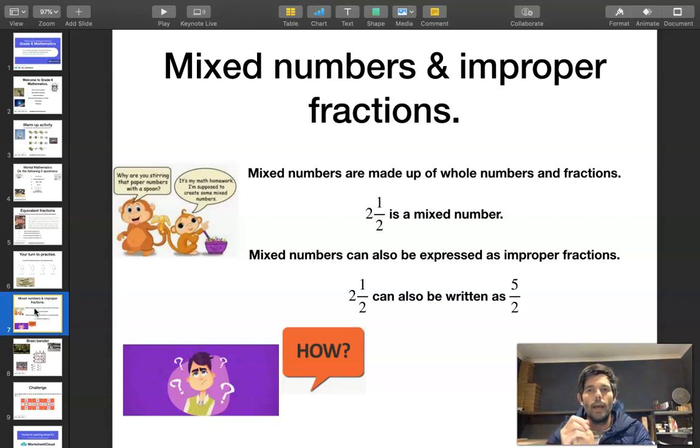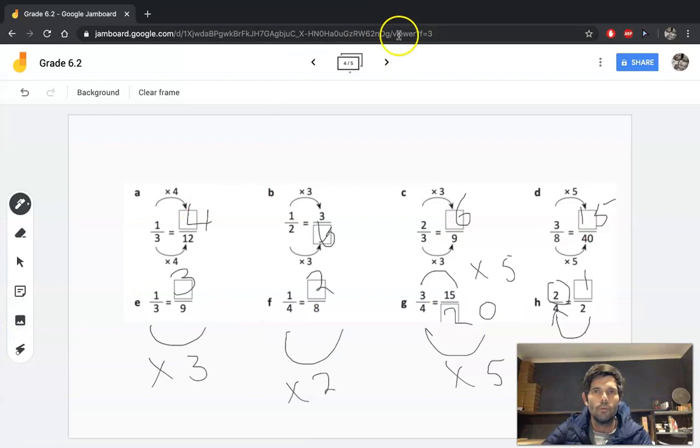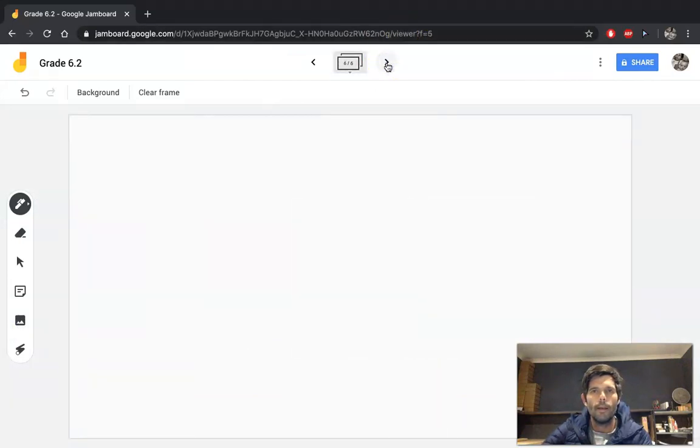That is when the numerator is bigger than the denominator, and they are called improper fractions. So 2.5 can also be written as 5 over 2. So now you might be asking, well, how does that work? How can 2.5 also be 5 over 2? Because 2.5 and 5 over 2 are indeed equivalent. So we're going to have a look at a couple of examples, okay? And then hopefully you'll understand a little bit more.